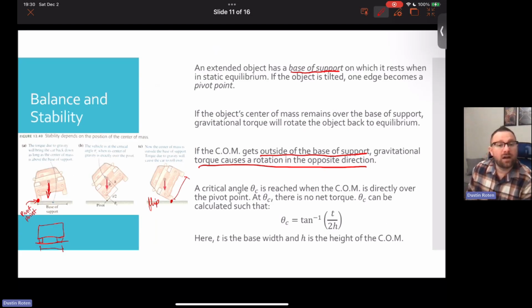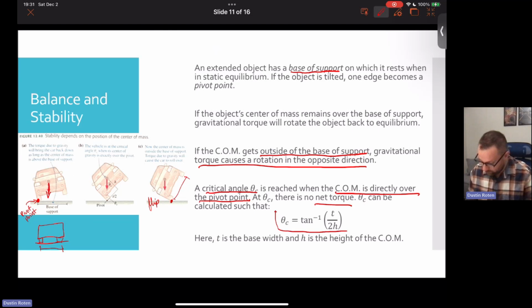So you might be wondering, how does the balance actually work? There's actually a critical angle. I called it theta sub c. If you can reach this critical angle, which essentially is where the center of mass is directly over the pivot point, then there's no net torque and the object will balance. This is the formula for the critical angle. I think it's derived in your textbook if you're curious as to where it comes from. This is a bit of an extra, so I'm just going to give it to you so you can have it in your back pocket if you need it. If you're curious about where it comes from, I would check a textbook.